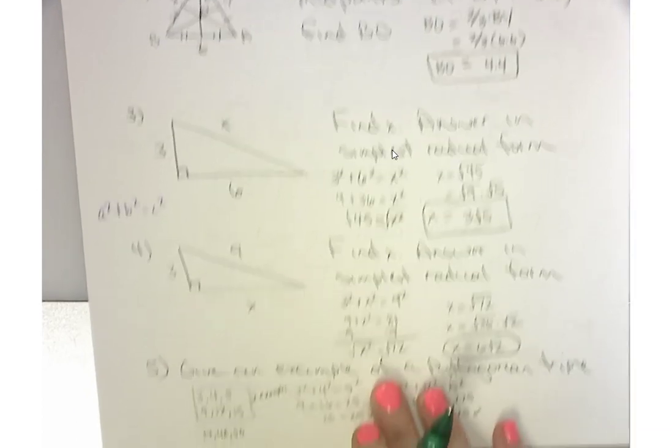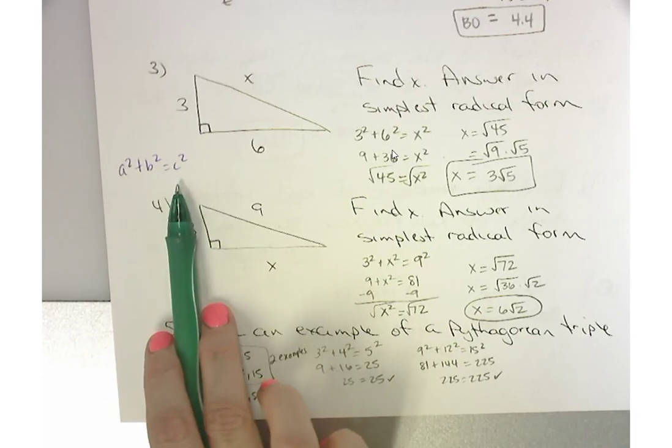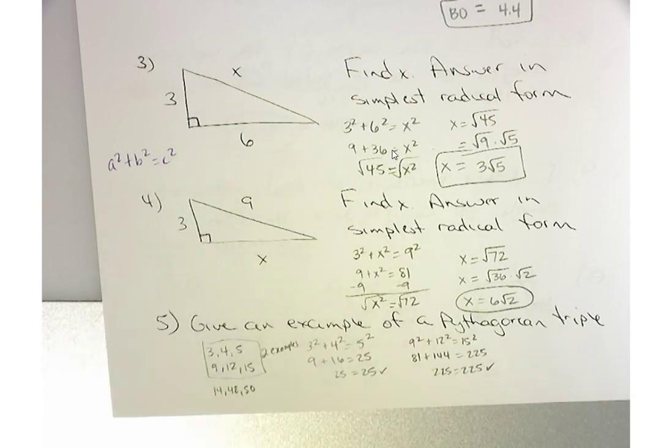The side that goes by itself is always the hypotenuse. So in this one, you're given the value for the hypotenuse. In 3, you're going to have to solve for it. So 3 squared is 9, 6 squared is 36. Add them together to get 45.